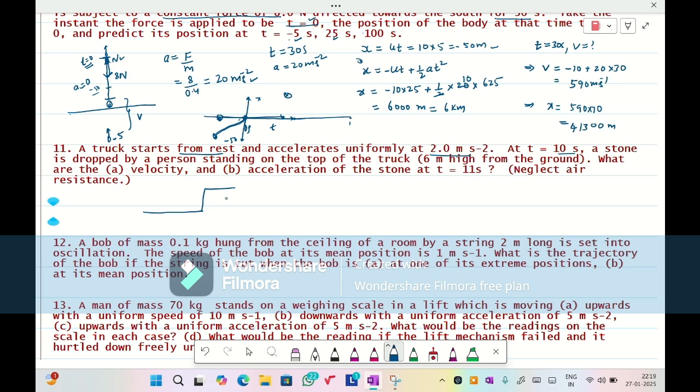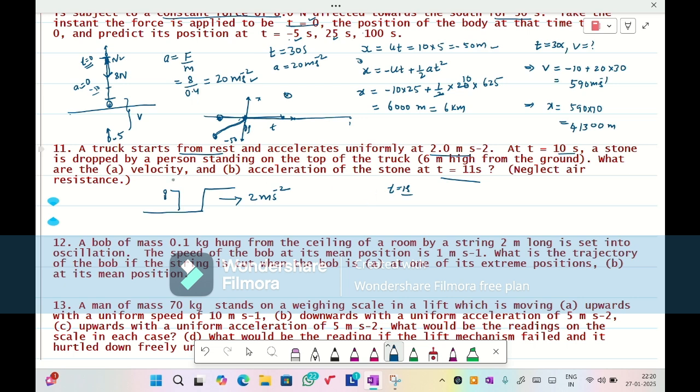So the truck is moving with a constant acceleration 2 meters second power minus 2. So there is a 6 meters tall person here. He dropped a stone. Right. At t equal to 10 seconds, the stone is dropped by the person standing on top of the truck, 6 meters high. What are the velocity and acceleration of the stone at t equal to 11 seconds? Means t is equal to 1 second.